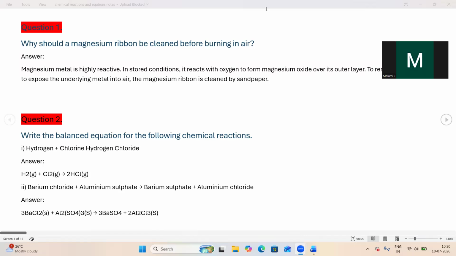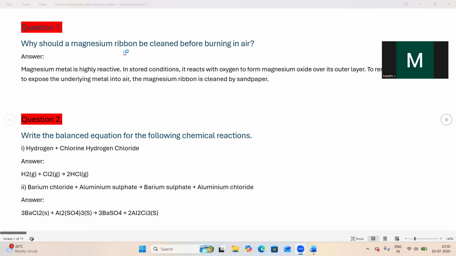Today's topic is very important. We will discuss all the questions and answers from your chapter on chemical reactions and equations. This is very important from your exam point of view. If you see the textbook, after finishing one topic, everywhere you can see the questions. You just observe the questions from your textbook.